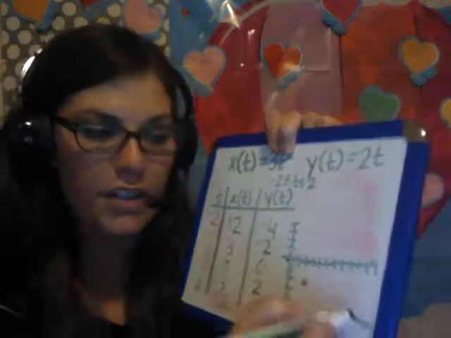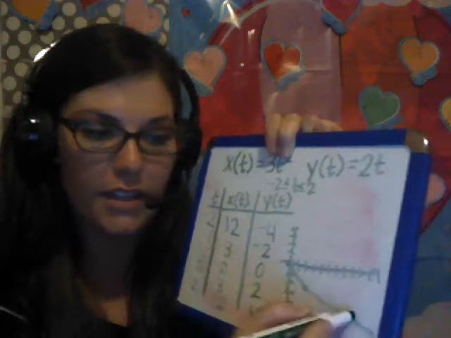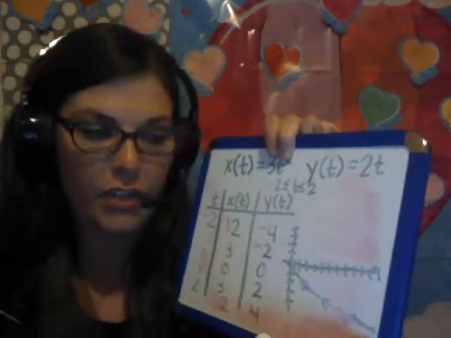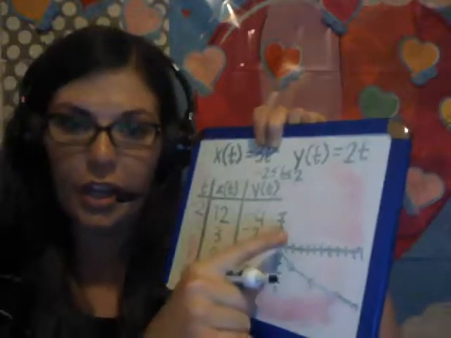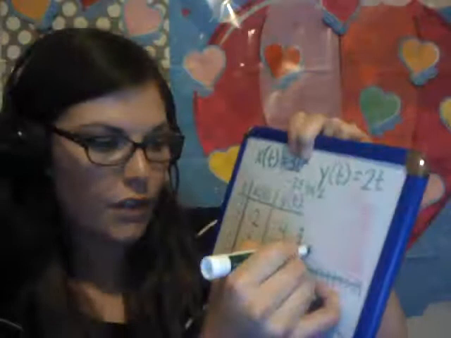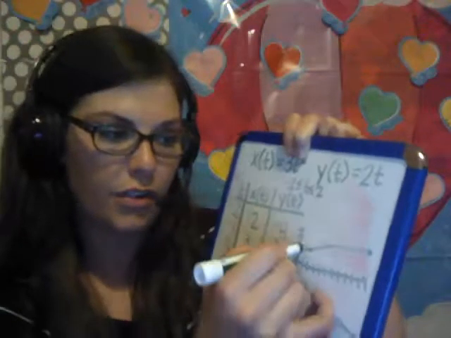And notice if I just sketch in this equation as I am plotting the points, I am going in the clockwise direction. So I'm starting at 12, -4, and we are going to go all the way up into 12, +4. So there is my first parametric equation drawn on a graph.